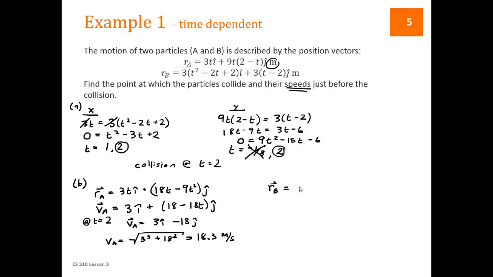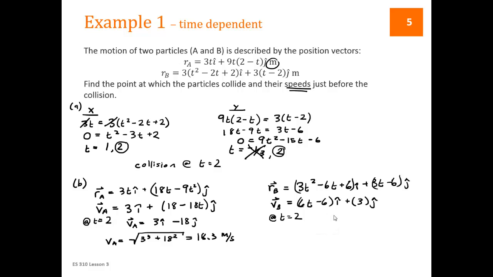rB is multiplied out: 3t squared minus 6t plus 6 i hat. That's the first part, plus 3t minus 6 j hat. All right, let's take the derivative of that. We get 6t minus 6 i hat plus 3 j hat. Plug in t equal to 2. Get 12 minus 6, so 6.